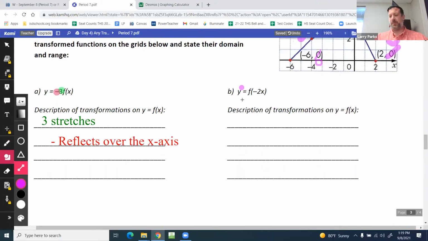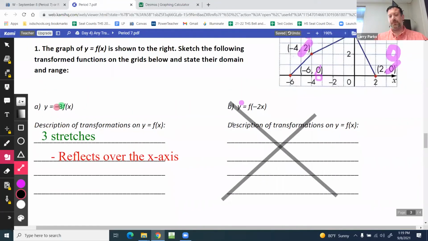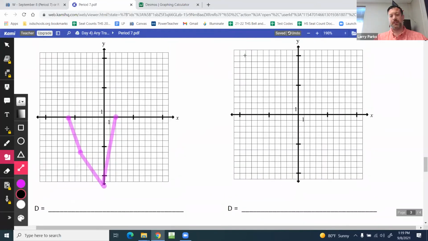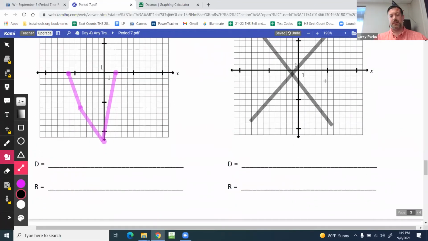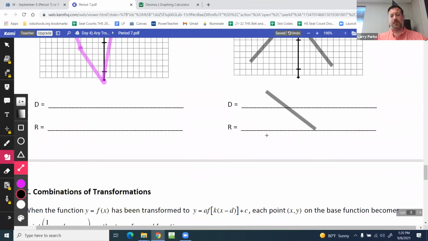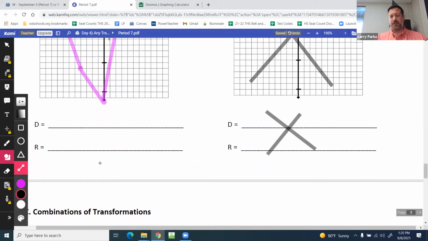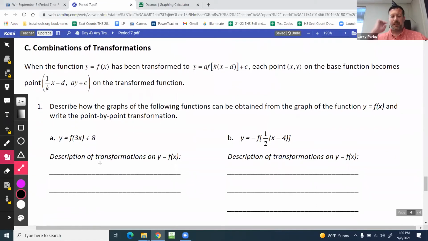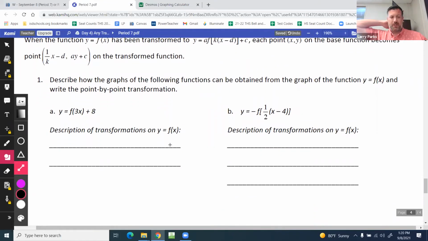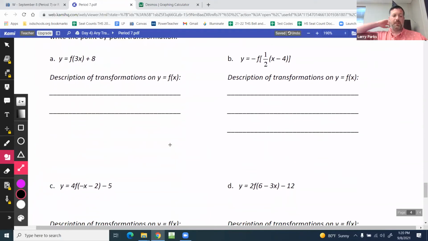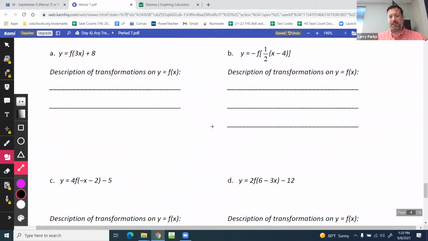Now, I don't want you worrying about what happens when the number's inside here, so we're going to cross that off. We don't need to do that. So we can cross this off. And I'll let you fill in the domain and range yourself, so you could do this part yourself. Now you could also do a combination. And these are pretty complicated combinations.